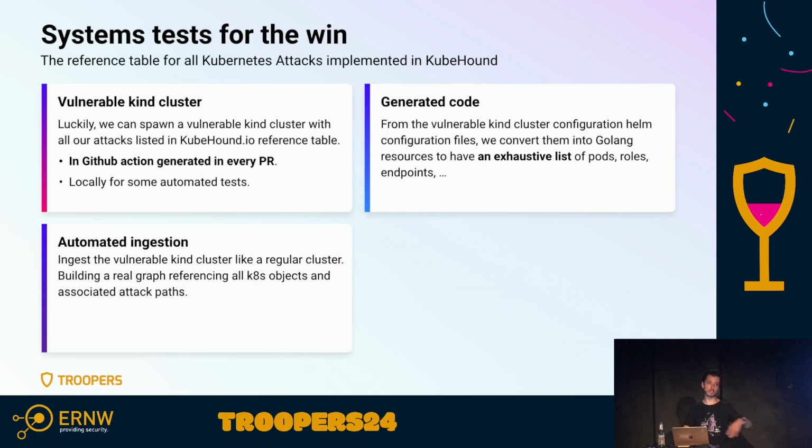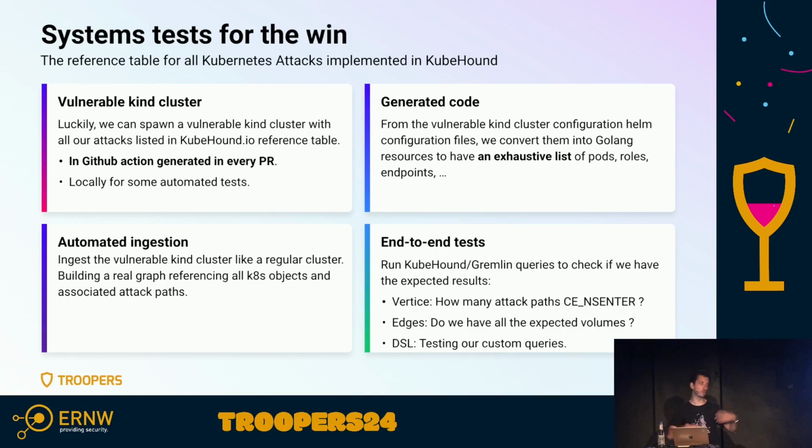We automate the ingestion, so we build the application, run the ingestion, and then compare: do we get this attack? Yes, we still have it. Does the DSL still work? Yes, it does, and so on. And this gives us confidence that every time we add a new feature, the models that we put in place are actually still working.